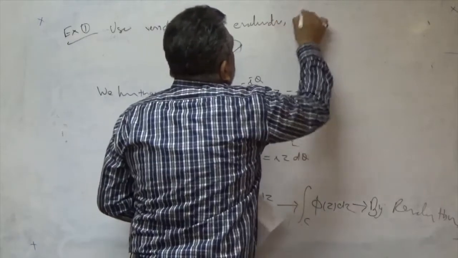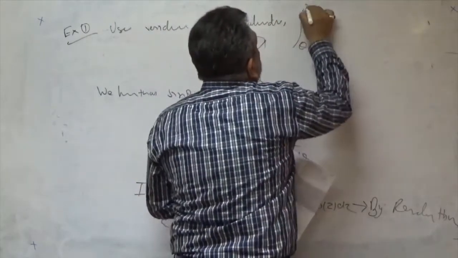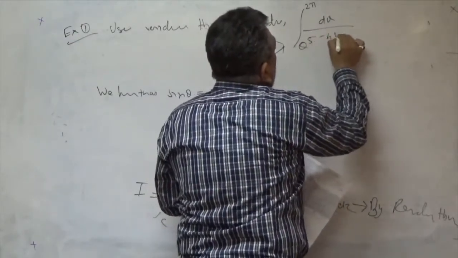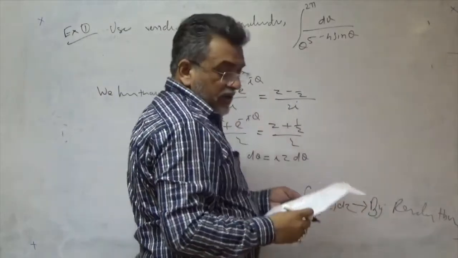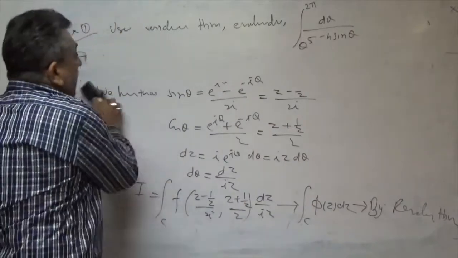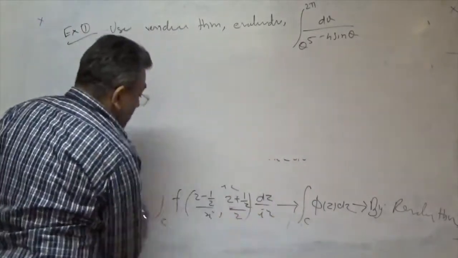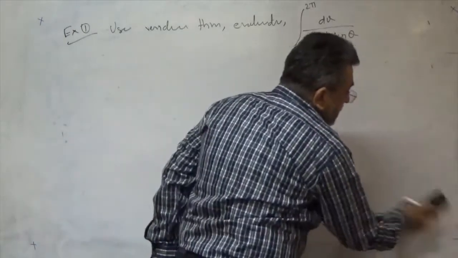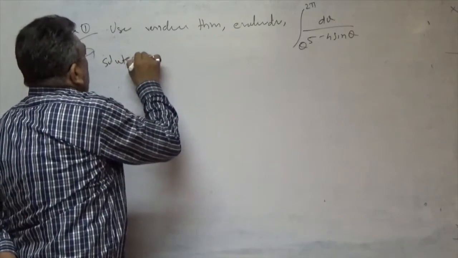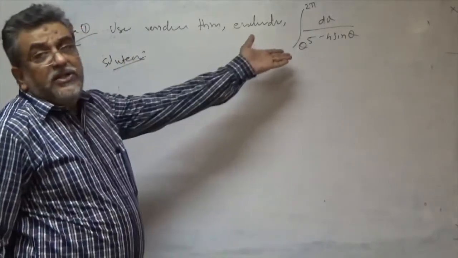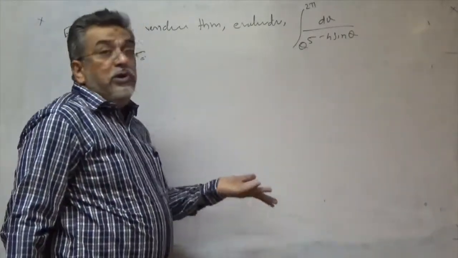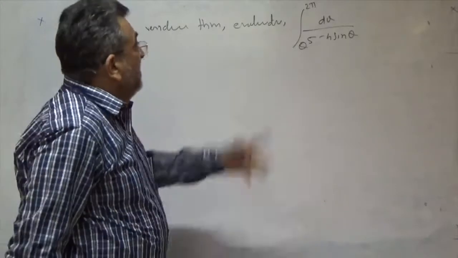Evaluate the integral from 0 to 2π of dθ upon 5 minus 4 sin θ. This is the problem, a trigonometrical problem. For the solution, first of all, we have to change this trigonometrical integral into complex form, and then find the poles and residues and use Cauchy's residue theorem to evaluate it.